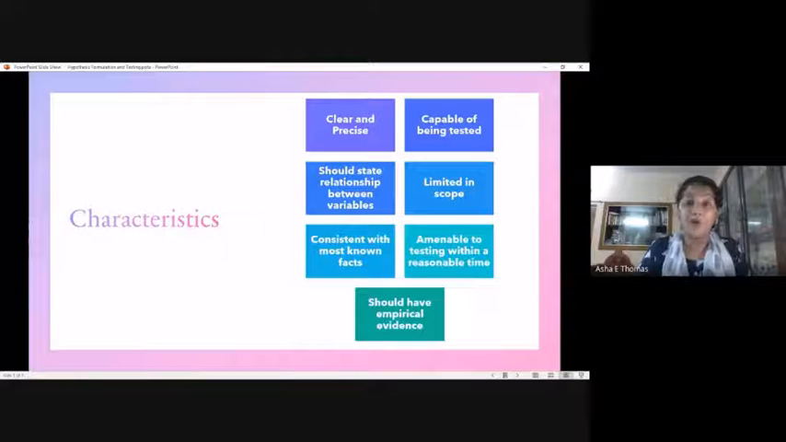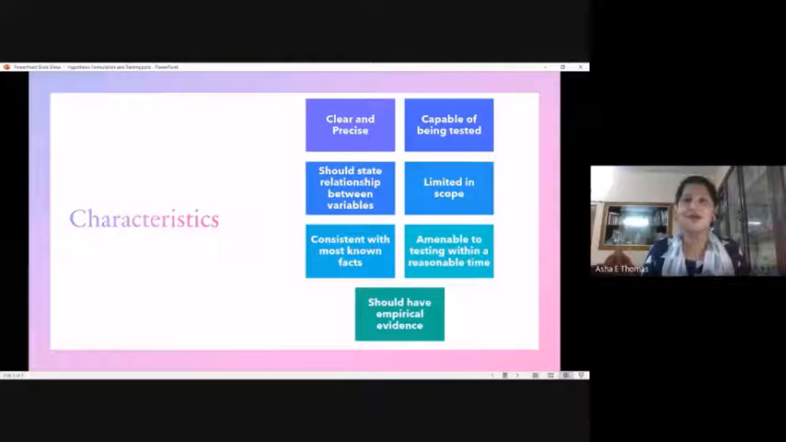That's a long period for an ordinary research, right? So that is why we say that the testing period should be amenable, should be reasonable within the possibilities of the researcher. If the period is beyond the control of a researcher, we may not be able to arrive at a correct conclusion.